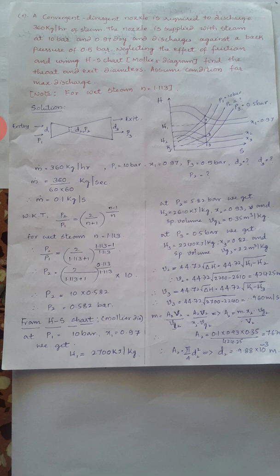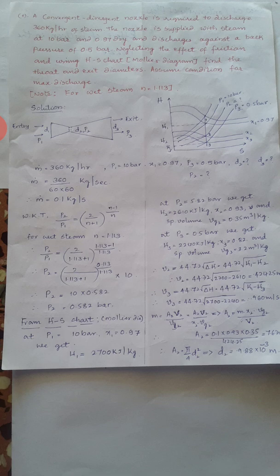Therefore, from the HS chart or Mollier diagram, at pressure P1 10 bar and dryness fraction 0.97, we get an enthalpy of 2700 kilojoule per kg. In a Mollier chart or HS diagram, we have to go through the pressure lines and dryness fraction lines, for the P1 line of 10 bar and x1 equal to 0.97. Taking these two parameters, we find the point where these two lines intersect. At exactly that point we draw the horizontal line, where we get the enthalpy of 2700 kilojoule per kg. So that is point 1.